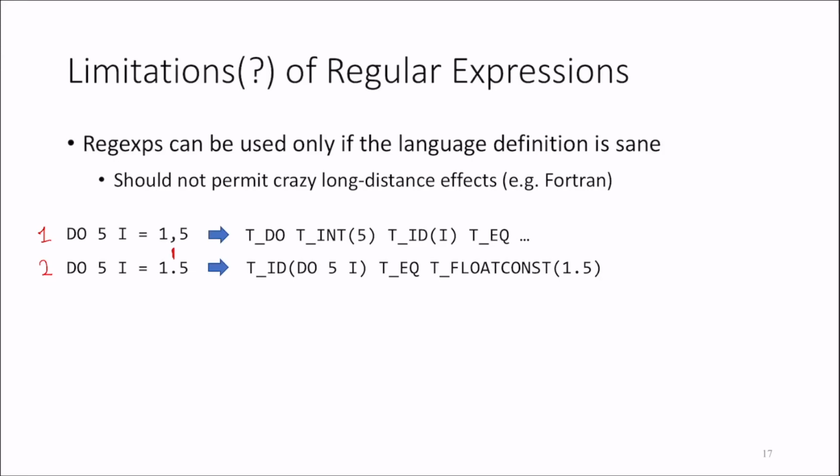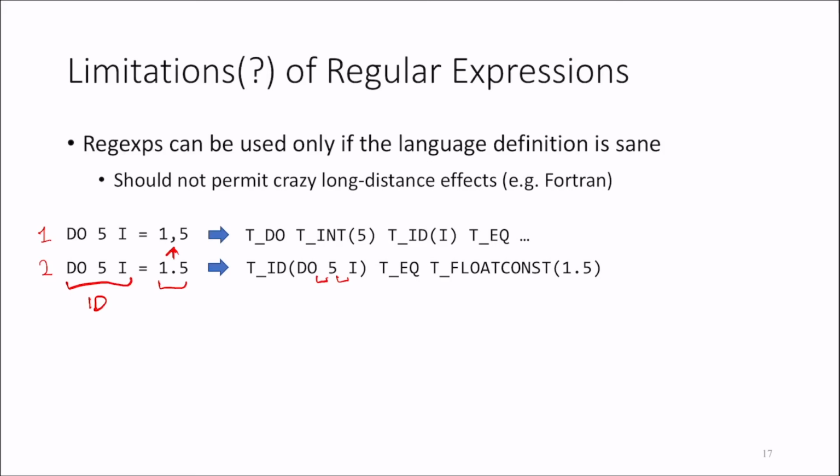In this case, Fortran allows you to have spaces inside your identifier definition. So in the second case, it tries to treat this as an identifier, but it's super long distance because you only know that it's an identifier once you reach this dot over here. If it was a comma, like in this case, then it would be a do loop in Fortran. So this is a case where you probably shouldn't be using regular expressions, but one could argue that the language specification should not allow you to do crazy stuff like this.